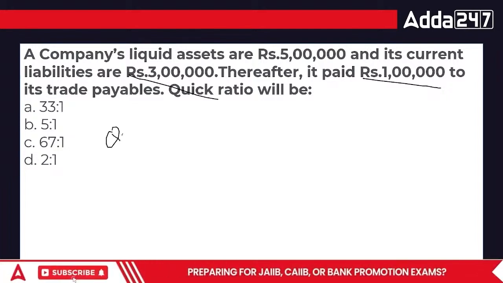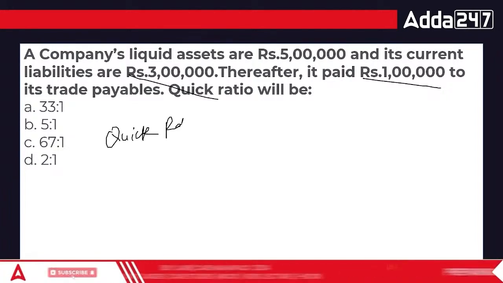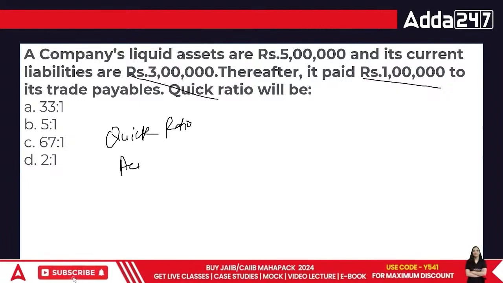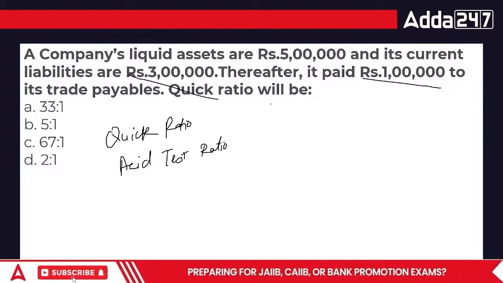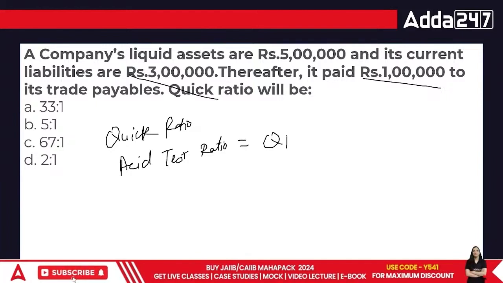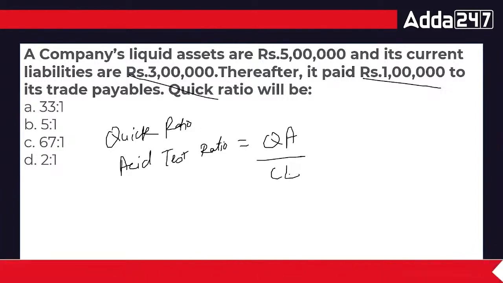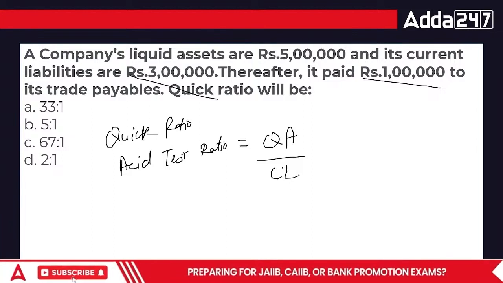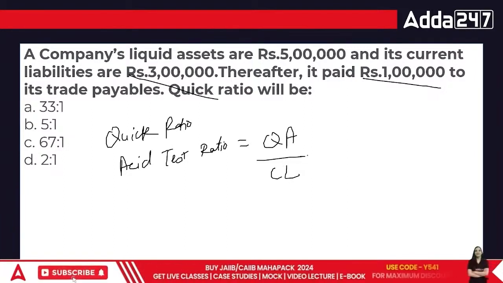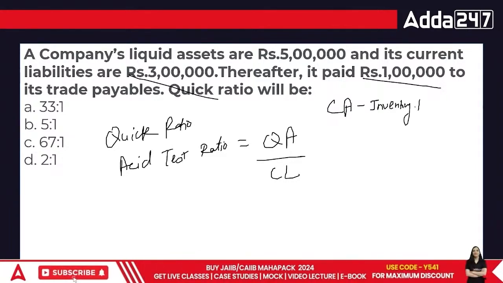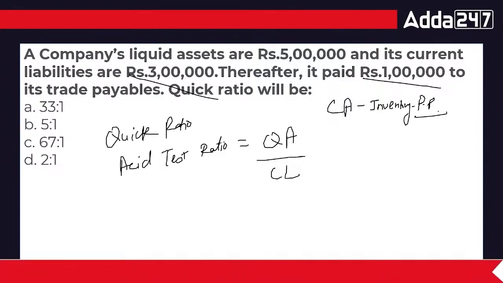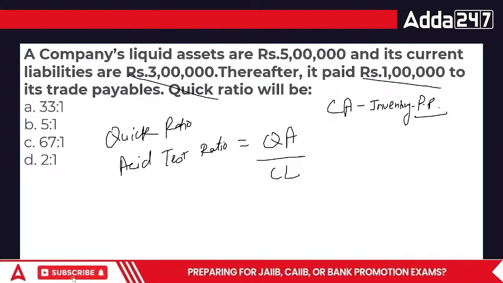Okay, quick ratio is also known as acid test ratio. When we talk about quick ratio or acid test ratio, this is quick assets upon current liabilities. Quick assets are those assets which can be converted into liquidity within no time. It includes all the current assets except two things. First is your inventory and your prepaid expenses.